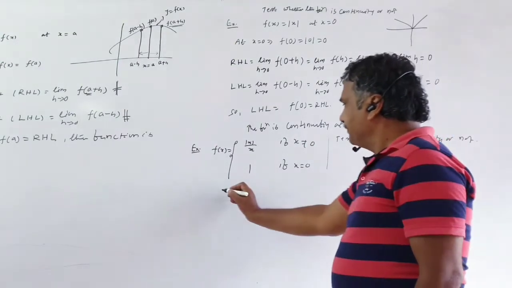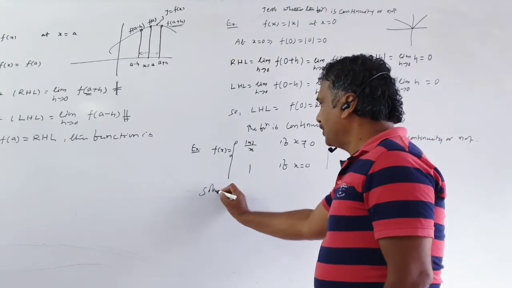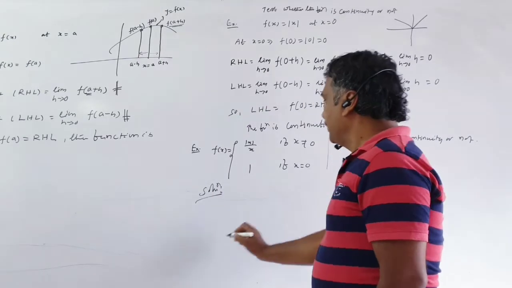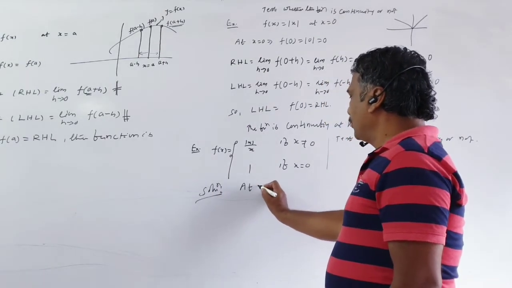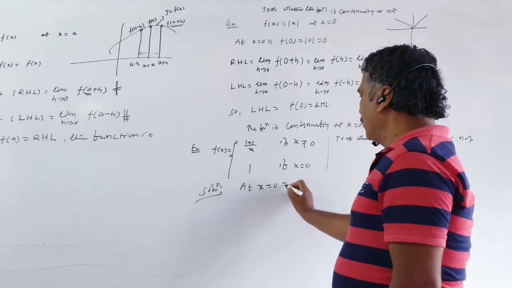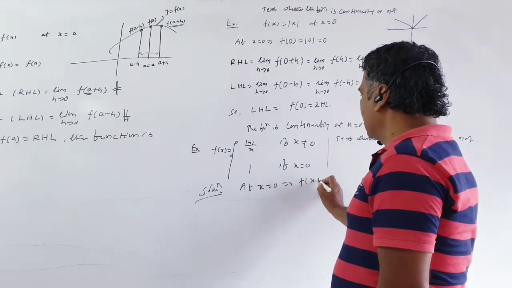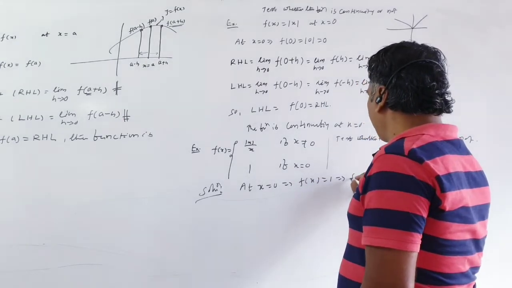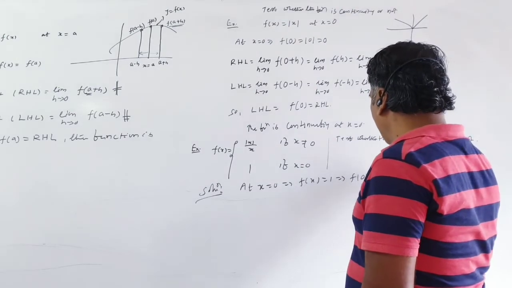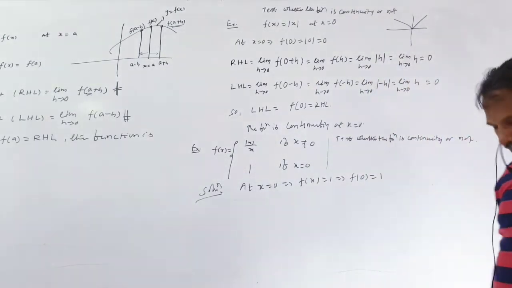Now here is given. Now solution. Okay. Now at x equal to 0, what is f of x? Equal to 1. So f of 0 equal to 1. So this is given. Okay.